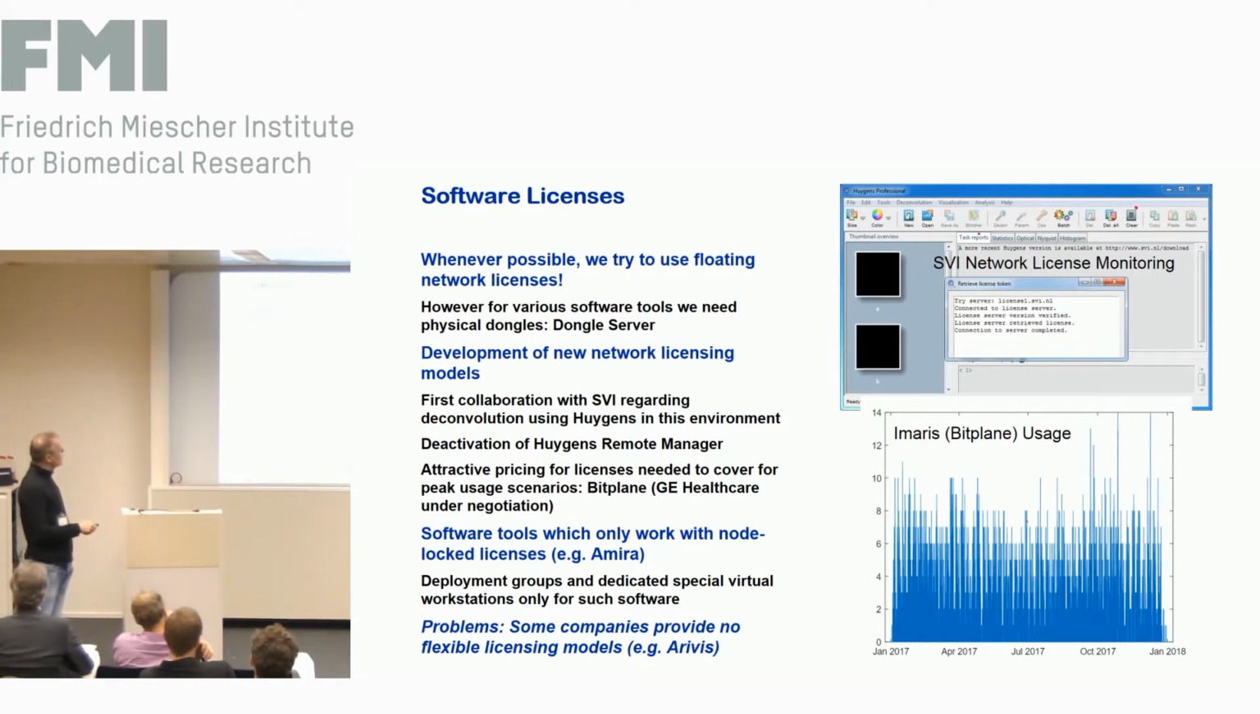Another model is with SVI for deconvolution. Initially, a Huygens Remote Manager. We don't have it. We have the Huygens Professional on each workstation. And as soon as you start it, the software is requesting a license. So in that case, SVI is monitoring the usage. And as soon as we use too many, more than what we have, we will upgrade the licenses.